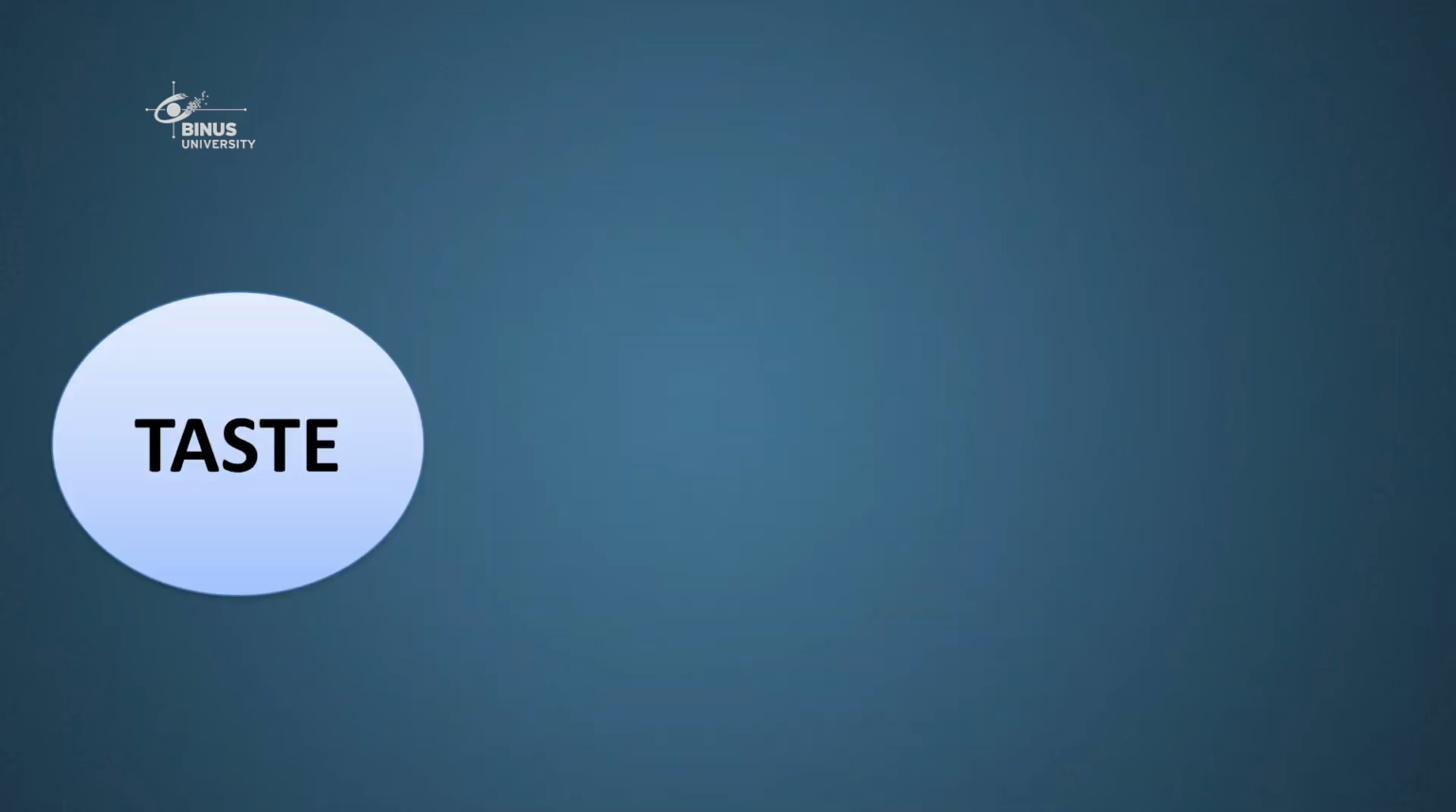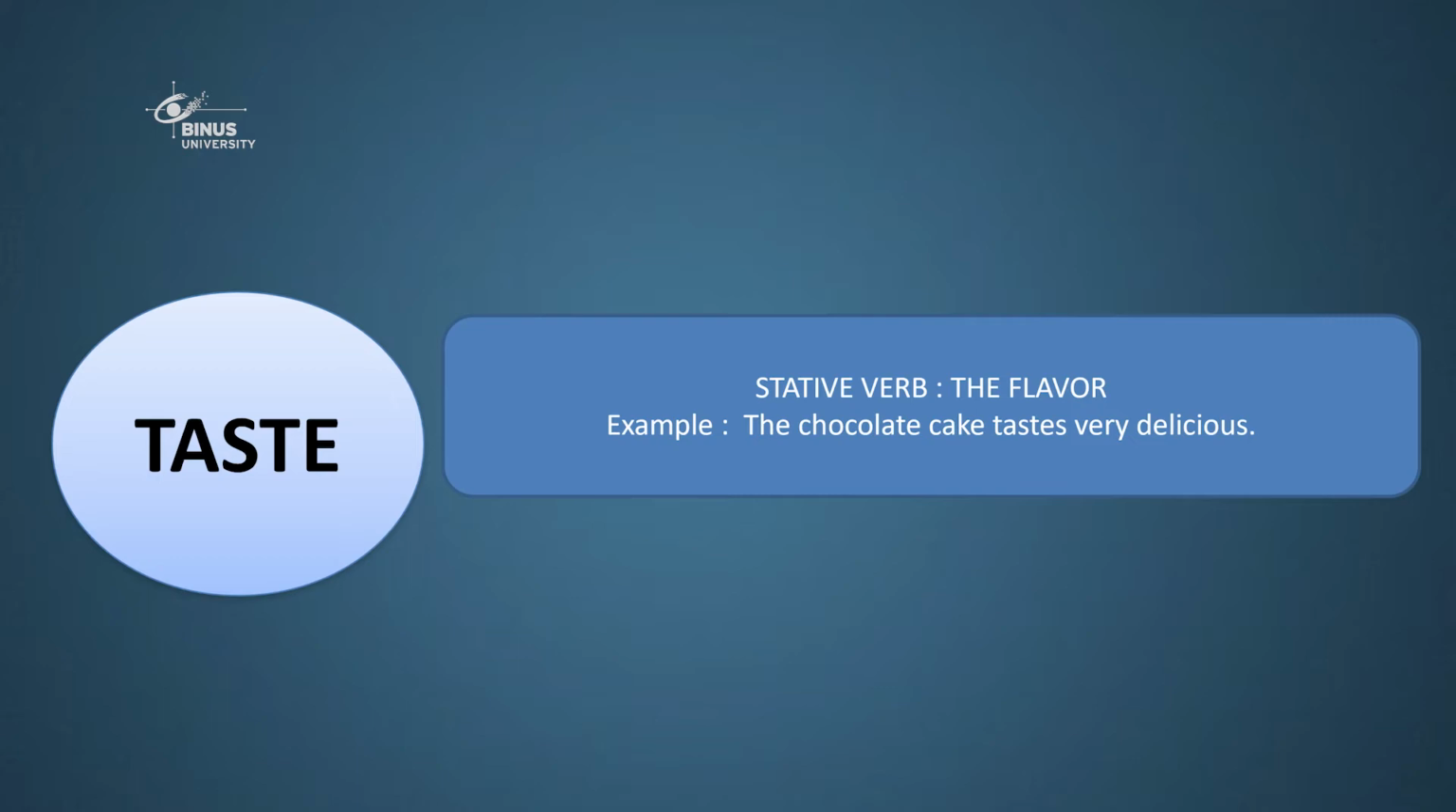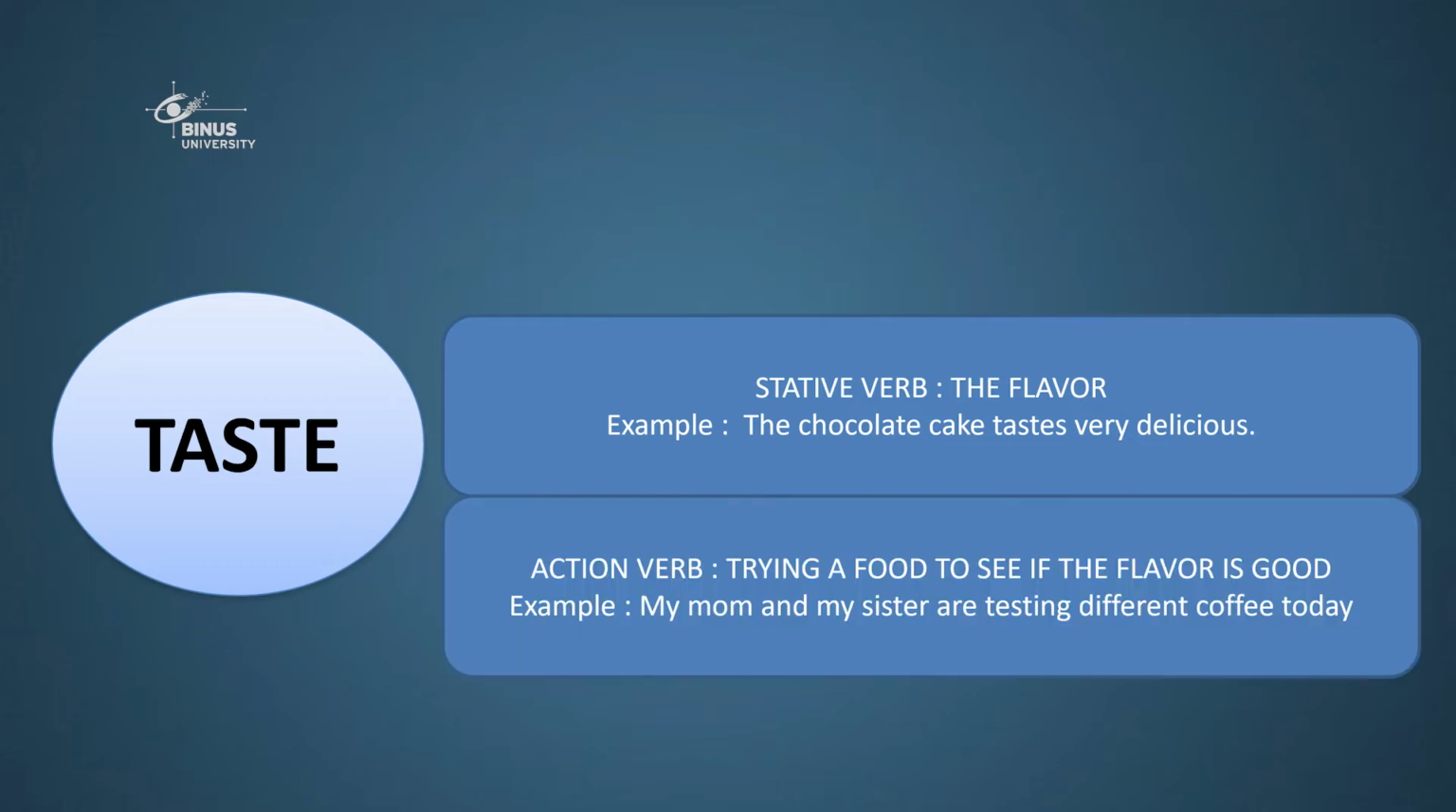And go to the last one, it is about taste. As a stative verb, the meaning of taste is the flavor. The chocolate cake tastes very delicious. So taste means the flavor of the chocolate. And how about the action verb? It is trying a food to see whether the flavor is good or not. My mom and my sister are tasting different coffee today. So that's all about the action verbs or dynamic verbs and also the stative verbs.